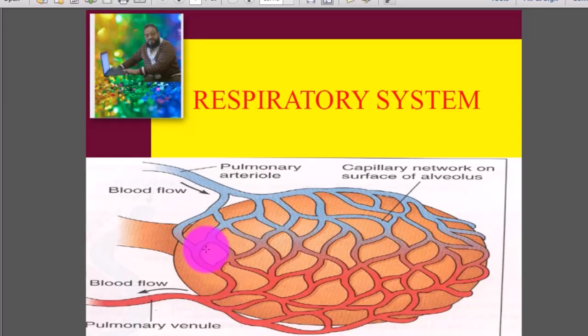Histology of the respiratory system. Pulmonary arteriole, blood flow, capillary network on the surface of the alveolus, pulmonary venule. This is the unit of gas exchange: pulmonary arteriole, pulmonary venule. Here the capillary network on the surface of the alveolus.